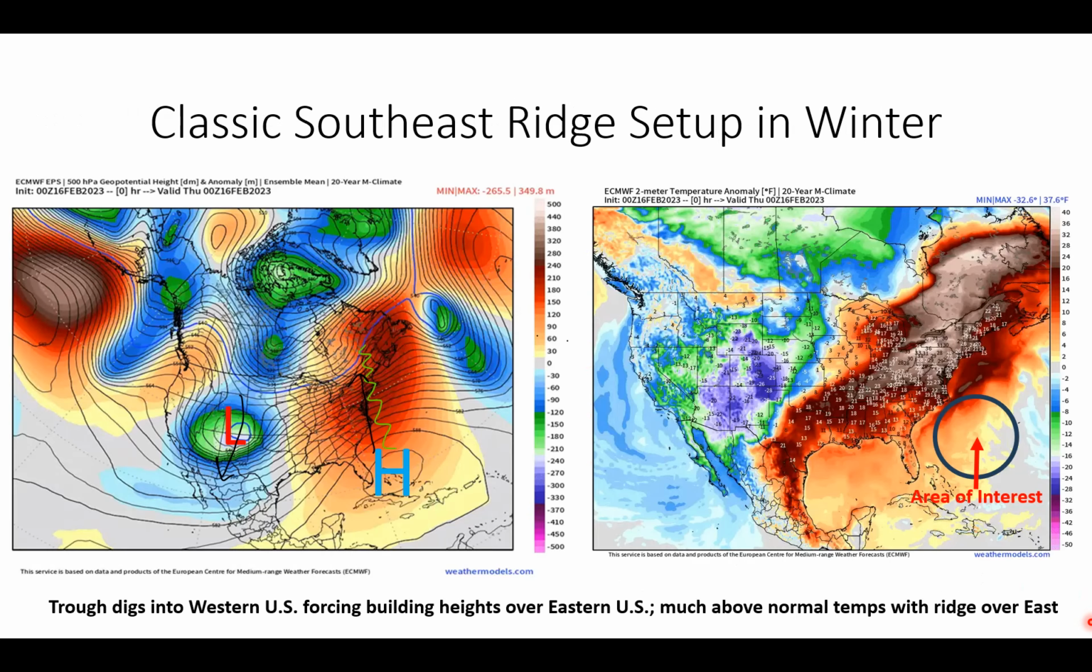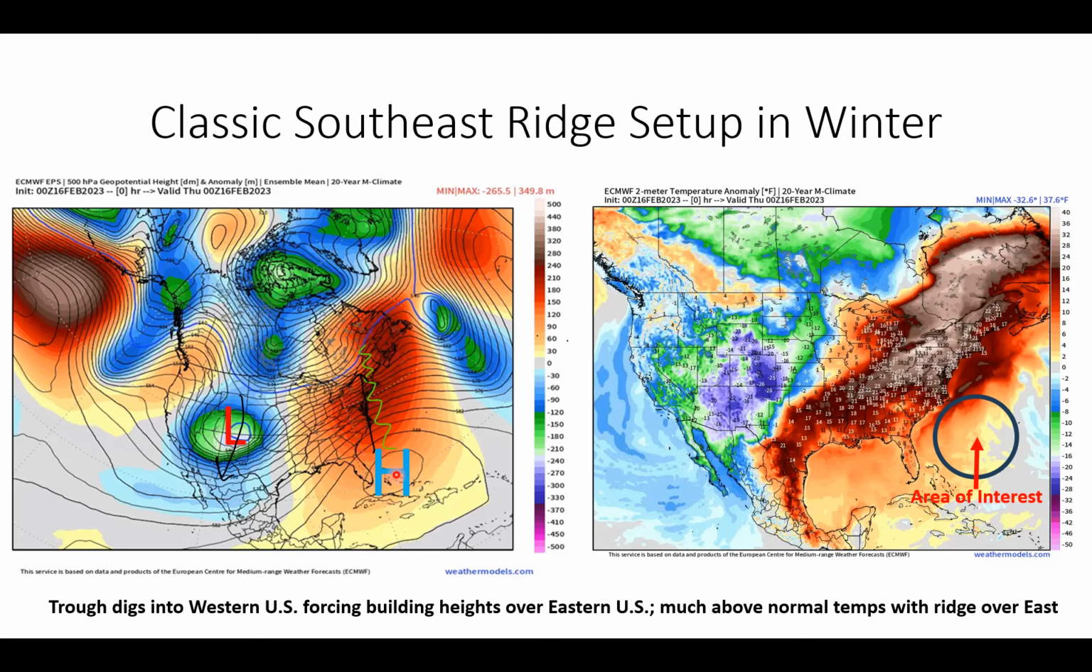All right, so I wanted to show you what a classic Southeast Ridge setup looks like in winter. Over here on the left, I'm showing the European model. These are the 500 millibar, or 500 hectopascal, geopotential heights in decameters, as well as the anomalies in meters. Anywhere you see the orange coloring, we have above normal heights. Anywhere you see the green and blue coloring, that's below normal heights. So this actually occurred back on 16 February 2023. This is your 500 millibar chart here on the left with these height anomalies.